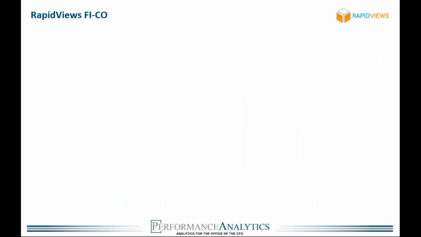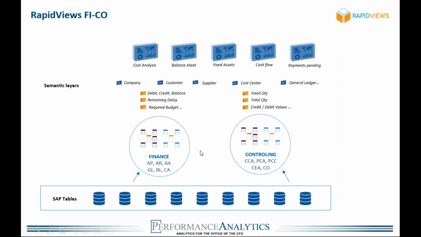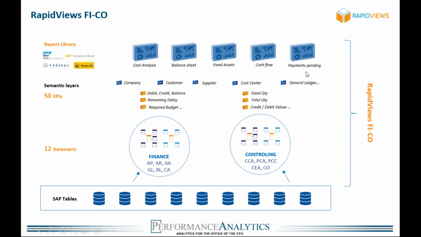So, for example, to give you a bit more information on our RapidViews FICO module, finance and controlling: here you can see the sub-modules that we cover as well. And here are our data marts, the calculated KPIs around debit, credit, balance, remaining delay, required budget, then values like quantities, total quantities, then the dimensions, the master data related to company, customer, supplier, cost center, general ledger, of course. And here are some examples of reports that we cover with the FICO module, which are around cost analysis, balance sheet, of course, cash flow, payments pending, but it could be others as well. These are just some examples. So what we provide are 12 data marts here and about 50 KPIs.